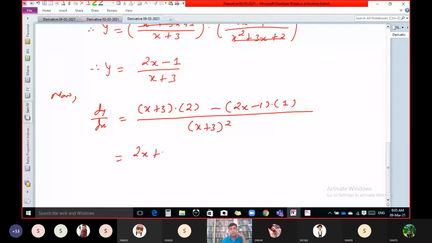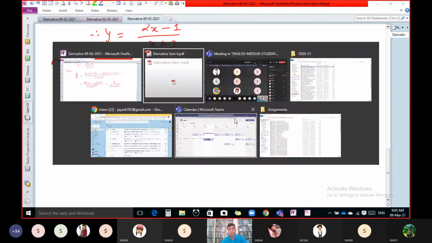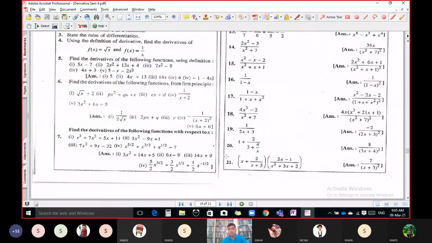Now simplify. So we get 2x plus 6 minus 2x. Then which sign do we have to write, plus or minus? Plus 1. Correct. Upon x plus 3 the whole square. Now 2x cancels. So my final answer is 7 upon x plus 3 the whole square. That is the final answer for question number 21.